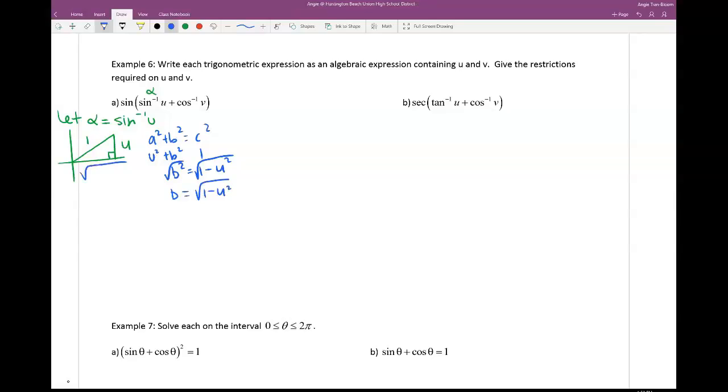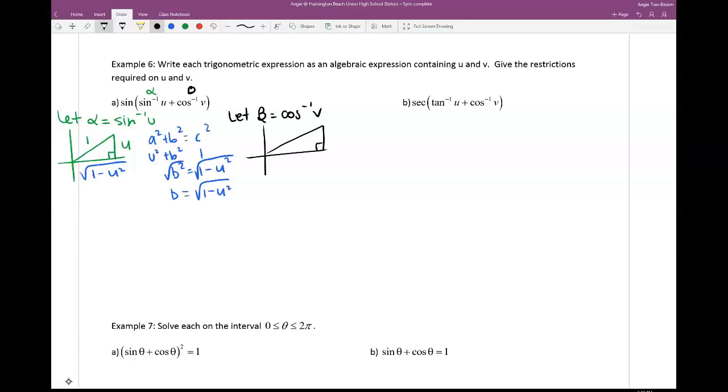Now, I know because I put it in quad 1, everything is going to be positive. Okay, so that's alpha. Now, I'm going to need to also draw another one for beta. Black ink. Here's beta. Let beta be cosine inverse of v. And again, because v is an unknown variable, you can draw this in quad 1 or quad 2 because that's the restriction for cosine inverse.